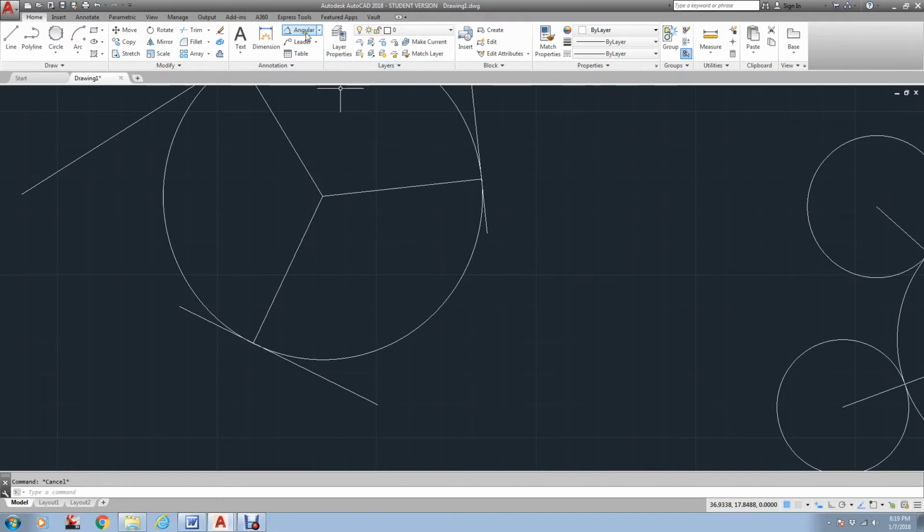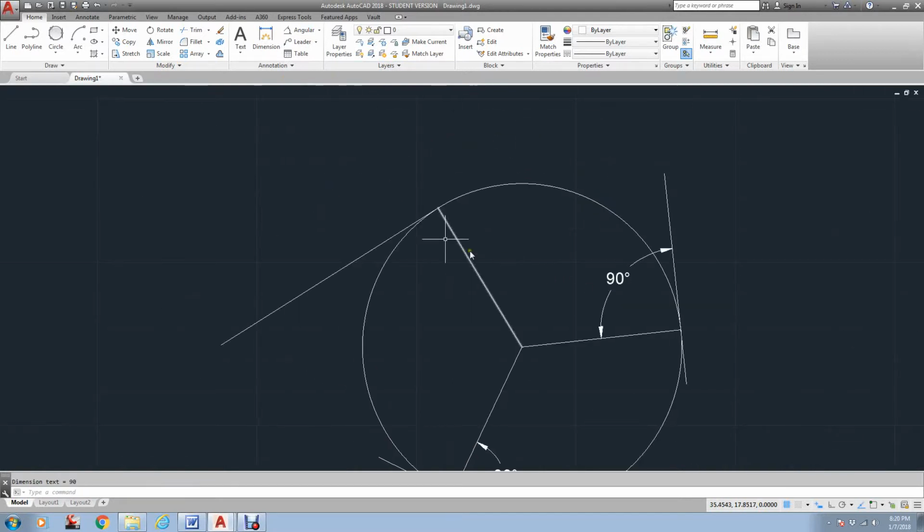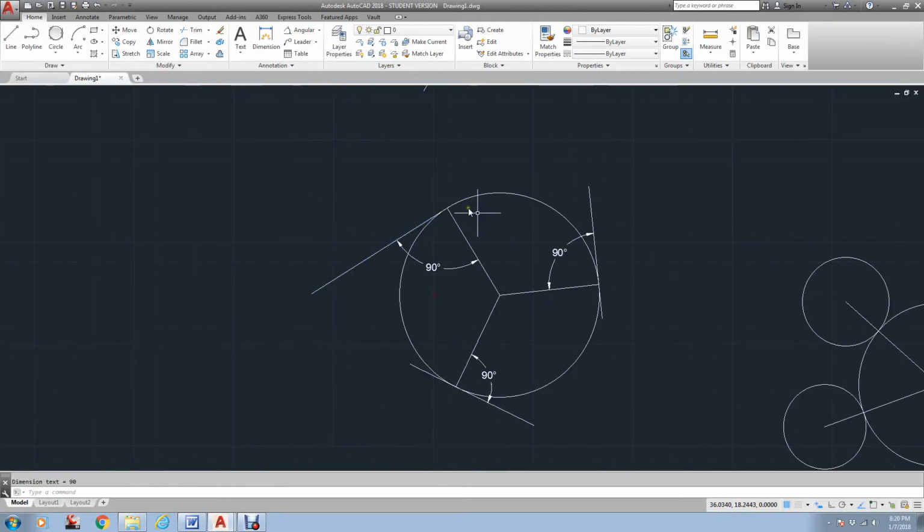Let's try that one more time. Well, it doesn't. There we go. Angle there, there. See, that's 90. There, there, that's 90, and there to there is 90. Okay. This is about the most difficult math you're going to have to deal with.